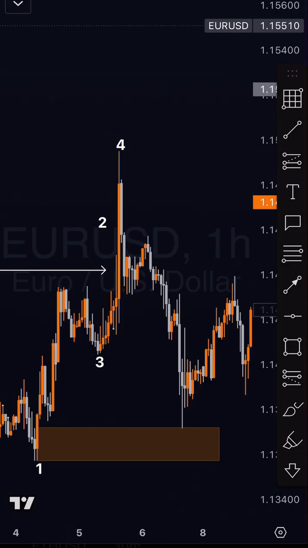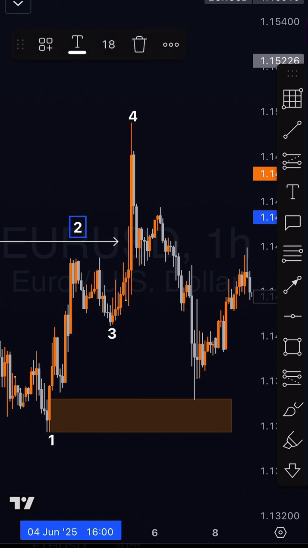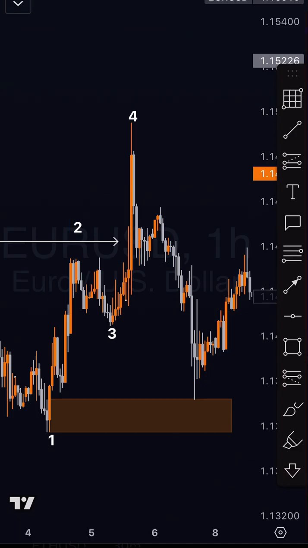Now where's step 5, guys? What did we say step 5 is? Step 5 is the mitigation process, right? Price has to come back to step 1. Now, did it come back?